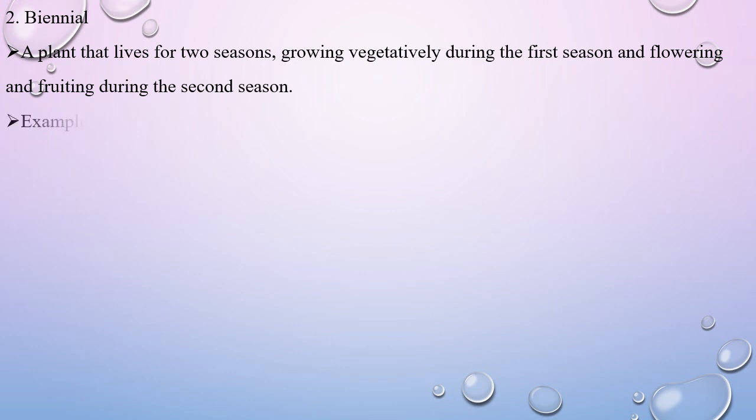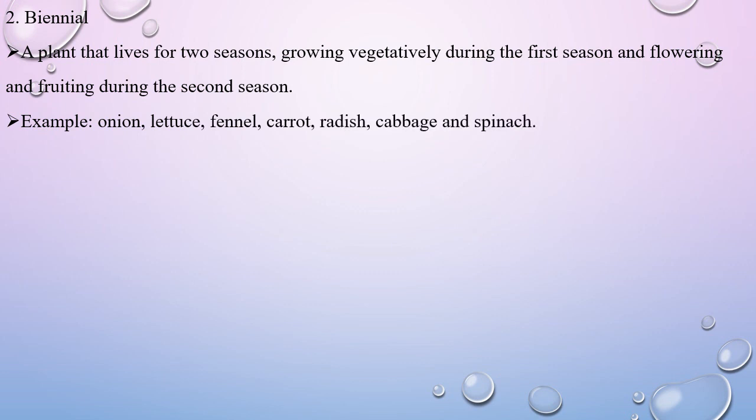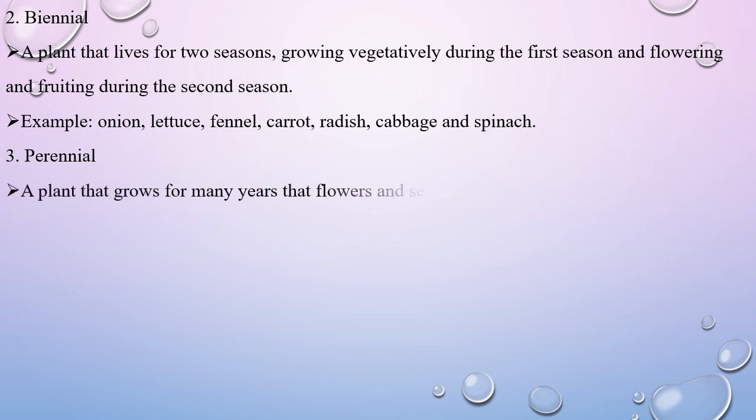So what are the examples we can give for biennials now? We can give onion, lettuce, fennel, carrot, radish, cabbage and spinach. So these plants come under the biennials. Next we will see about the perennials. The perennials are otherwise known as the geophytes. So perennials means it will be living for many years.